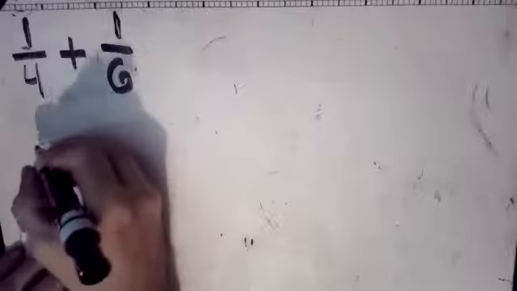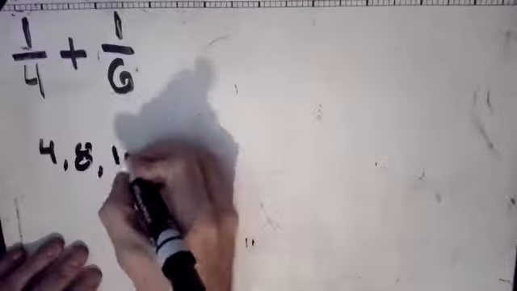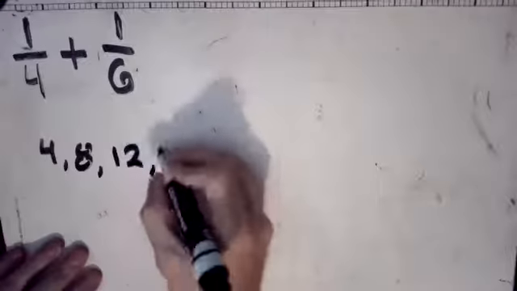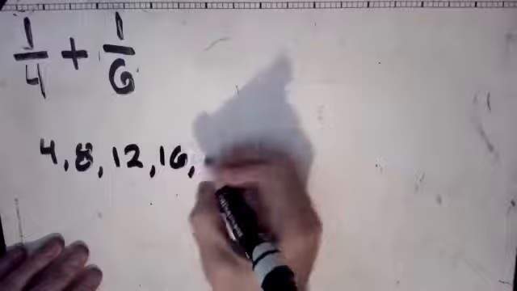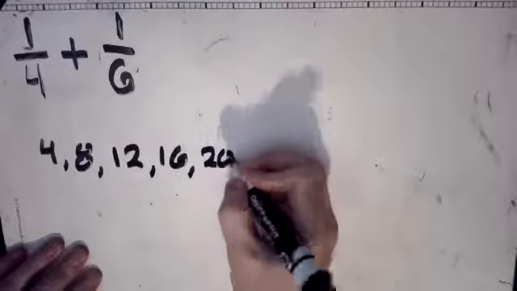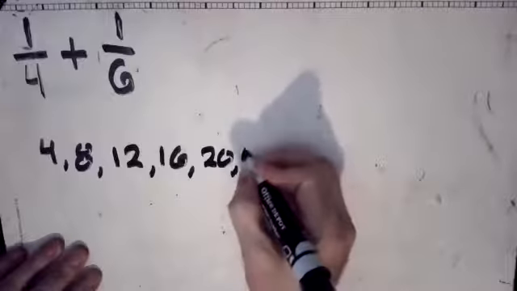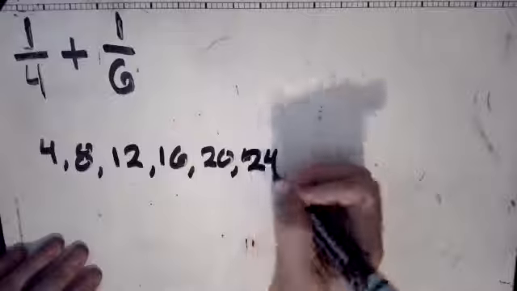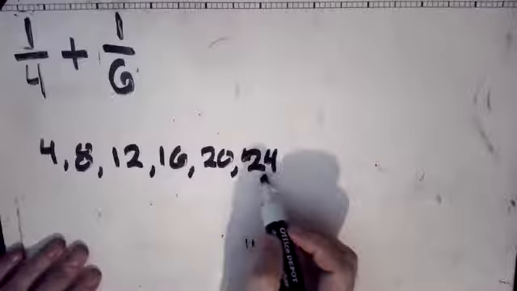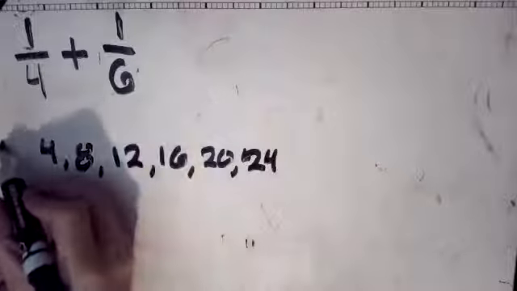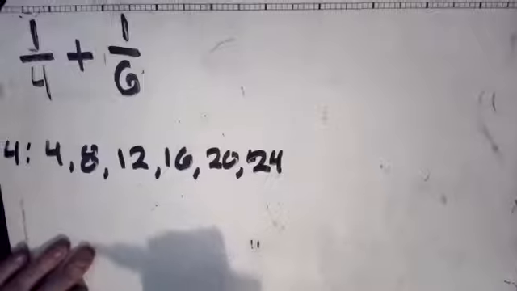Another thing we could do is simply list out the multiples of each of our numbers. So I could say, okay, 4, 8, 12, 16, 20, 24. And I'm going to stop at 24 because that's the one we know is going to match. So that's my multiples for the number 4.